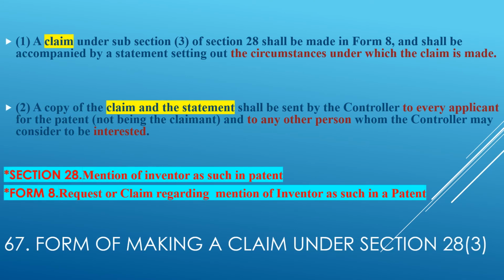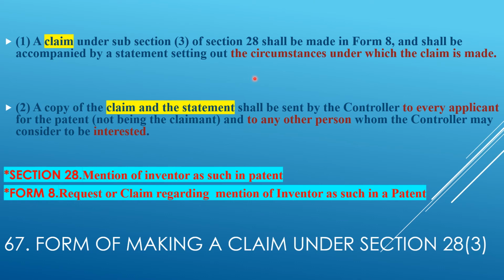Rule number 67. The title is form of making a claim under section 28 subsection 3. Okay, so let us go through subrule 1. Subrule 1 says a claim under subsection 3 of section 28 shall be made in form 8 and shall be accompanied by a statement setting out the circumstances under which the claim is made.